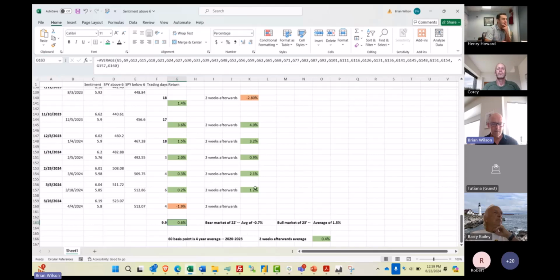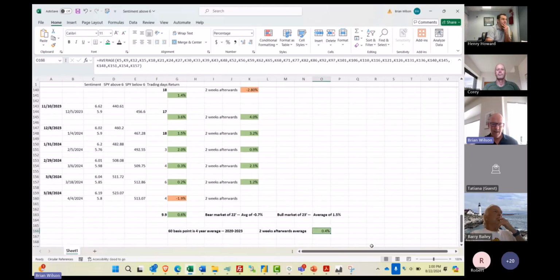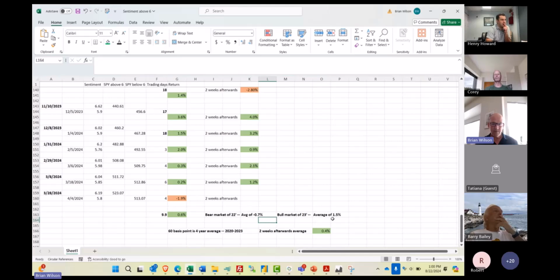What does it look like for the two weeks afterwards? When we break down from that red line, does the market fall apart? No, not really. If we look at it from a four-year average, that average is 40 basis points. It's worse in a bear market, that was declines of 70 basis points. Better in a bull market, returns of 1.5%.